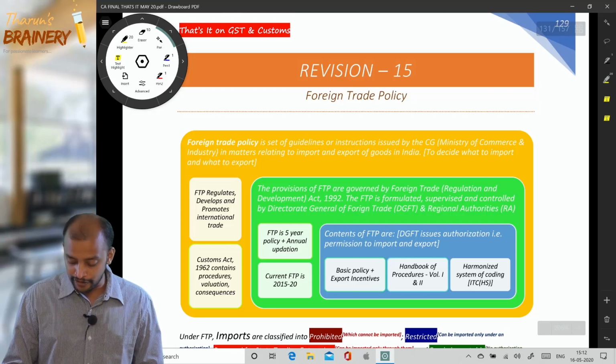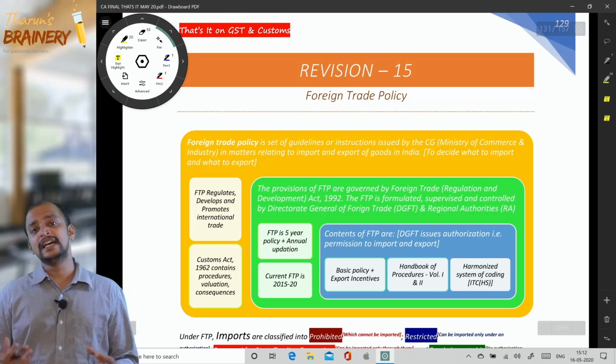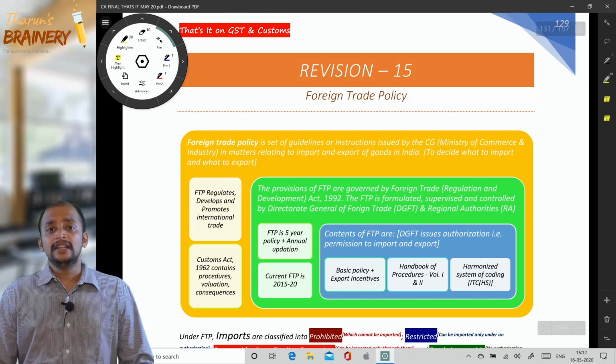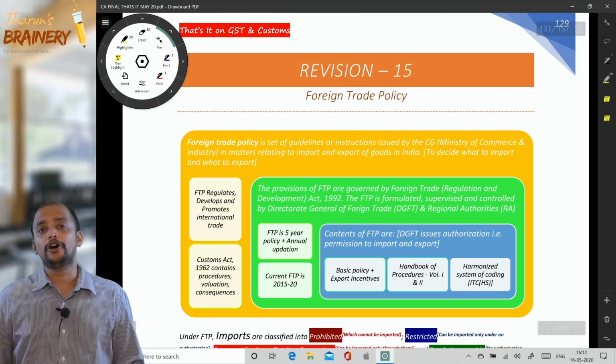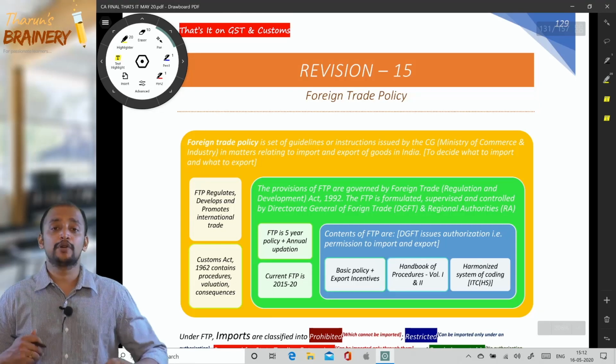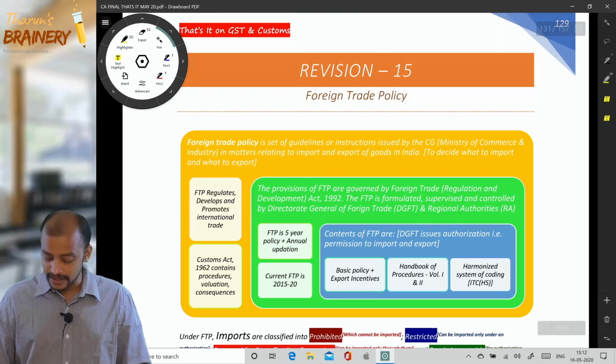Then, Handbook of Procedures. This Handbook of Procedures contains the methodology to be adopted for making an application in case the goods are restricted. Or if I want to avail the incentive, what is the methodology for that? So these procedures are there in the Handbook of Procedures.